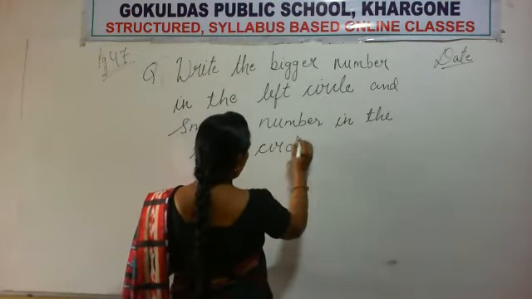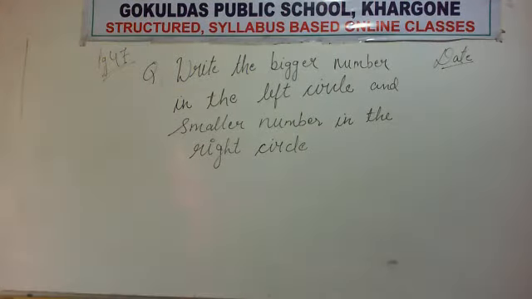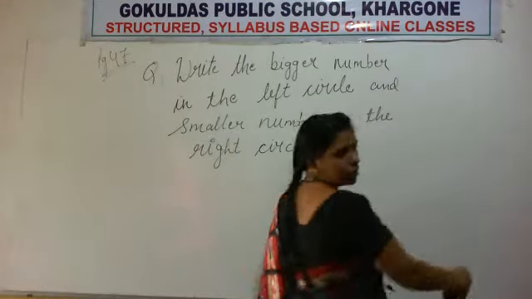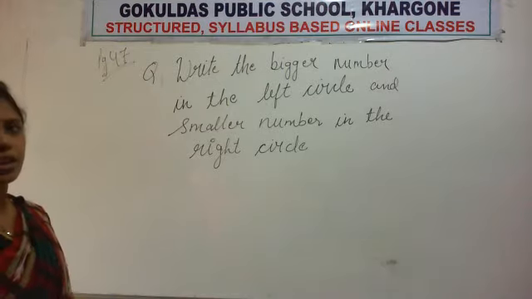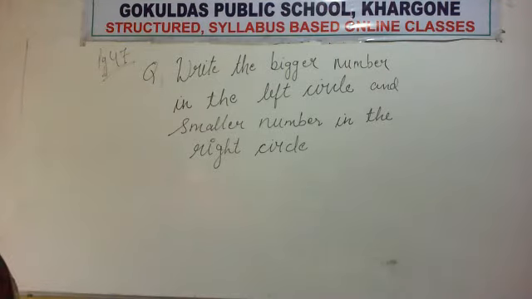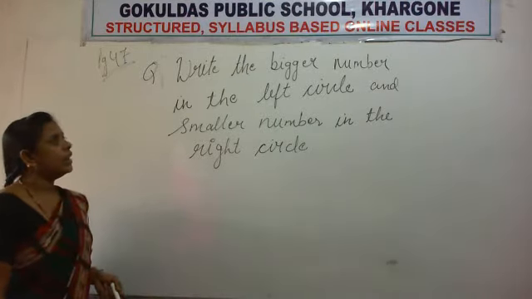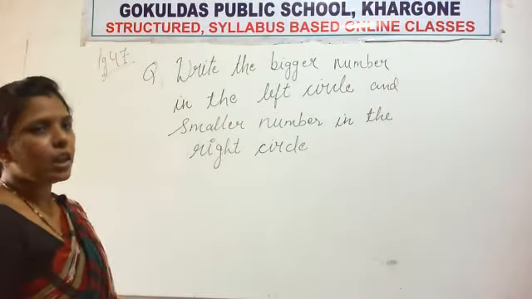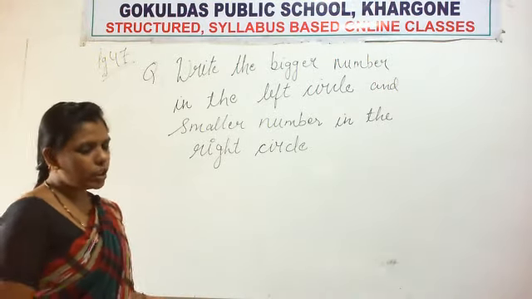The question is a little bit longer, so I will give you time to write the whole question. Again I am reading the question once more, so write fast, and again I will explain what the question is. First you only write the question. Write the bigger number in the left circle and smaller number in the right circle. This is the question.